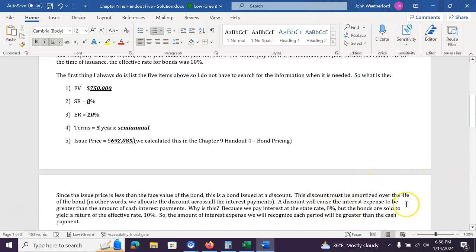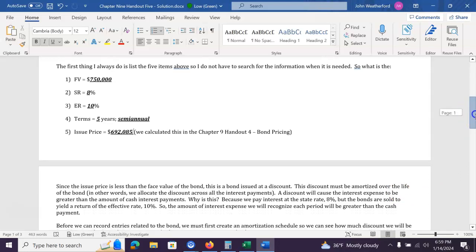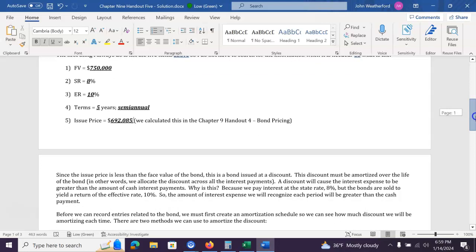You can read through this as well. It just says because we pay interest at the stated rate of 8%, but the bonds are sold to yield a return of the effective rate of 10%, the amount of interest expense we will recognize each period will be greater than the cash payment. That's with a discount. To me, it makes sense that if we don't receive the full face amount up front, meaning that we have a discount, then our future periods' interest expense will be larger than cash paid. But if we receive more than the face amount up front, then when we amortize that premium, that will decrease future periods' interest expense. To me, that's the easiest way to remember it, but whatever works best for you. But I think it'll make more sense as we go through the calculations too.